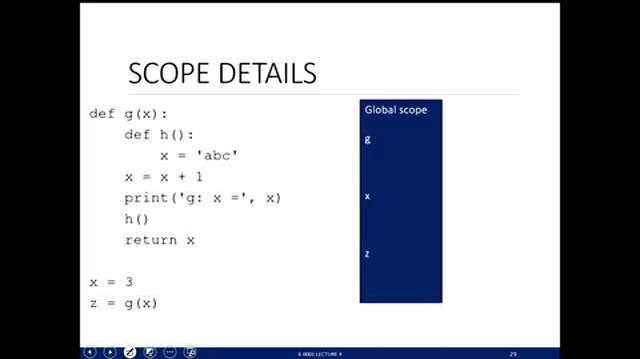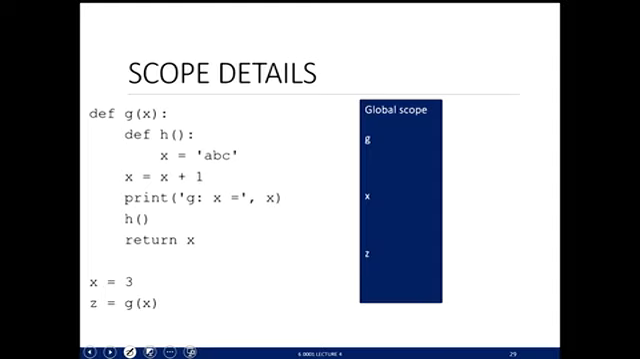With the scope of g, I'm mapping actual parameters to formal parameters. So the first thing I'm doing is saying inside g, what is the value of the parameter x? And x is going to be the value 3, because I've called g of x with x equal to 3.